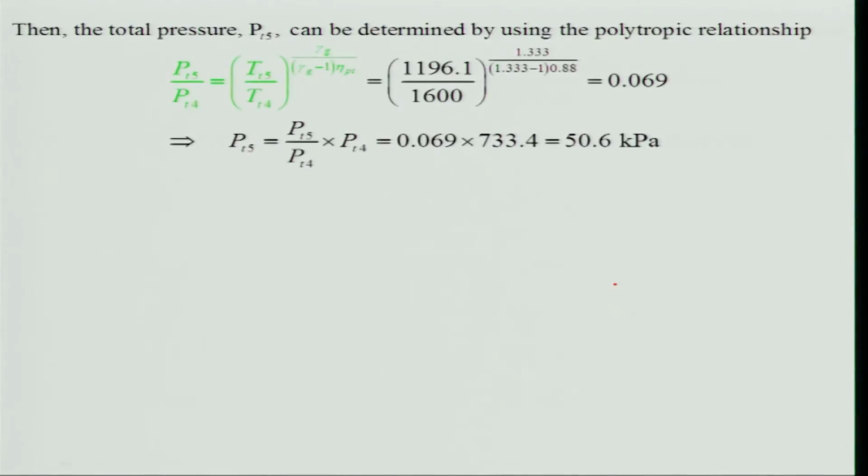So, Pt5 by Pt4 we can evaluate using the isentropic relation again for the turbine, and we will substitute these values and get this number. So, by this we can find out Pt5 as 50.6 kilopascal.